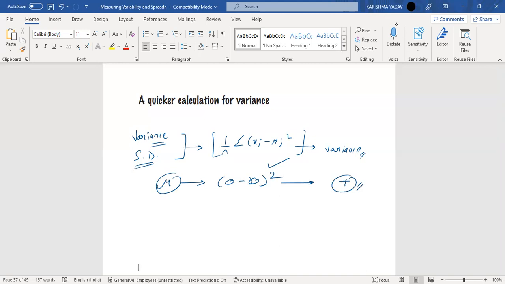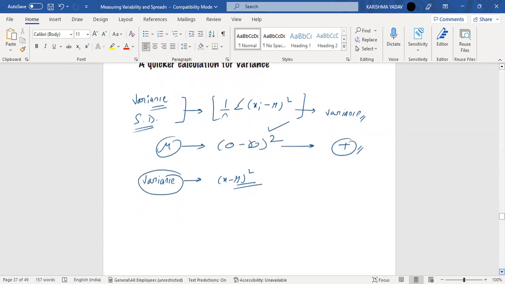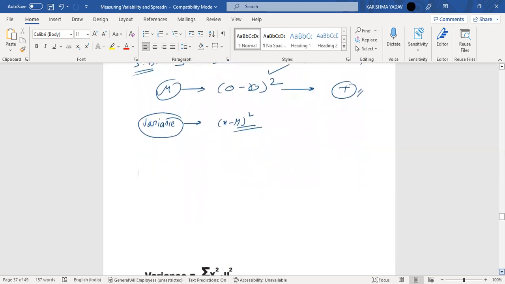So to find the standard deviation, you first have to calculate variance, right? We first have to calculate variance and find (x minus mu) whole square for every value of x. This is quite complicated. Now, but there is a much simpler formula for variance that produces the same results. Okay, you can see it here.